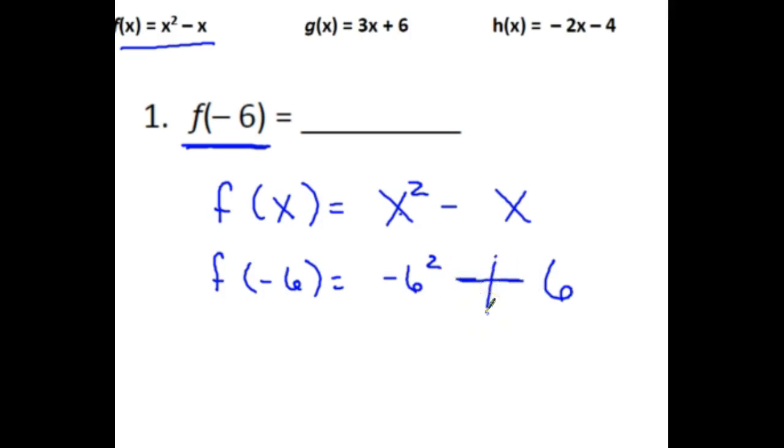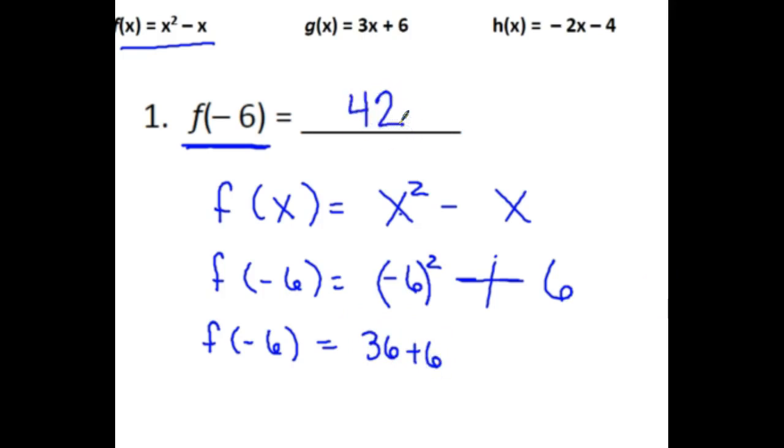Now, if you had a calculator and you put it in like that, you would get the wrong answer, because that's the wrong way to put it in a calculator. You would need to put parentheses around that -6. Since we don't have a calculator, we just have to square -6 by ourselves. So what's -6 times another -6? And so when we add that together, the answer is 42. The output is 42.